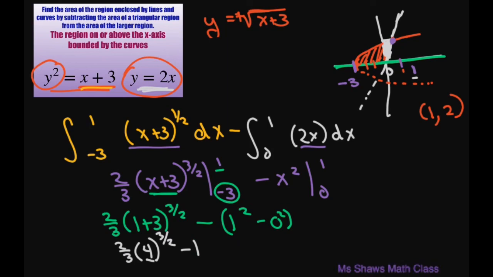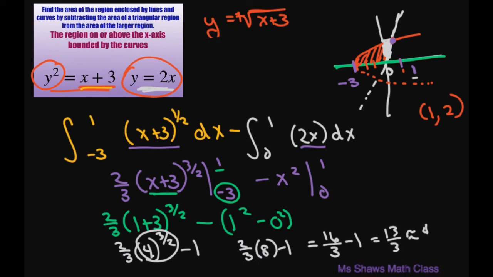So let's see, square root of 4 is 2. 2 cubed is 8, so 2/3 times 8 minus 1, which gives you 16/3 minus 1. So that's minus 3/3. That's going to be 13/3. And that's going to be approximately 4.333. So your exact value and your approximate value are there.